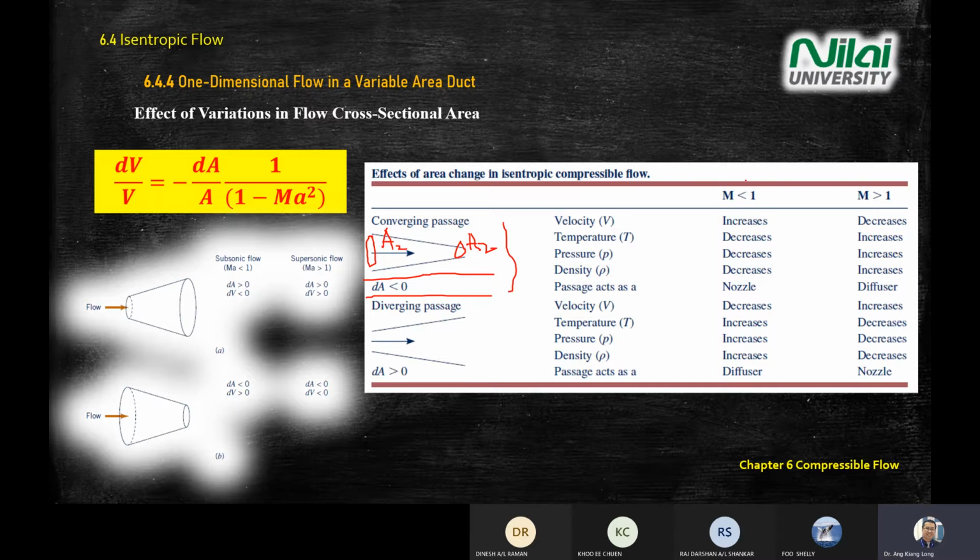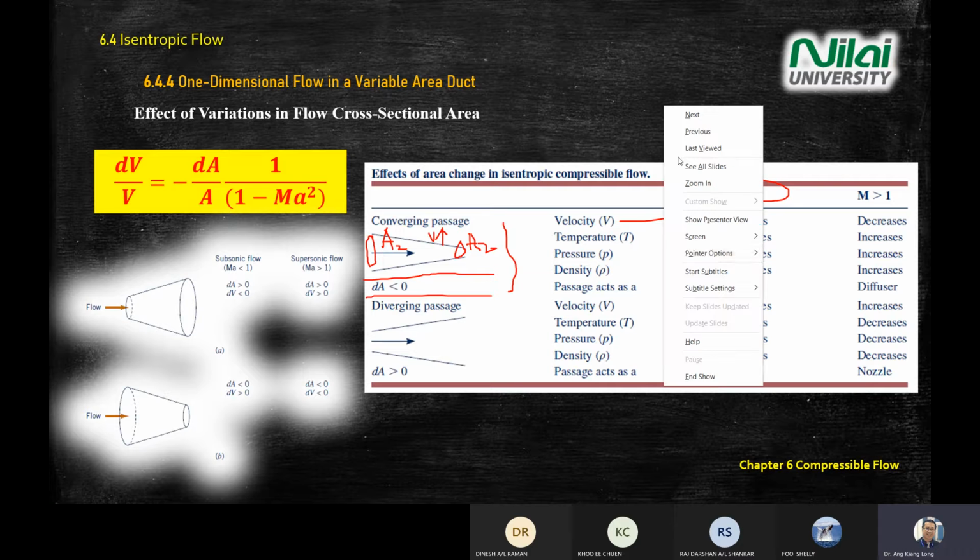So this is how you check: when you have a Mach number less than 1, velocity increases. Imagine you have a big area into a small area, you need to travel fast. So V increases and so on. So this is a table to help you check whether your answer is correct or not.